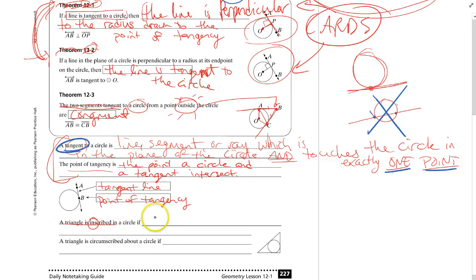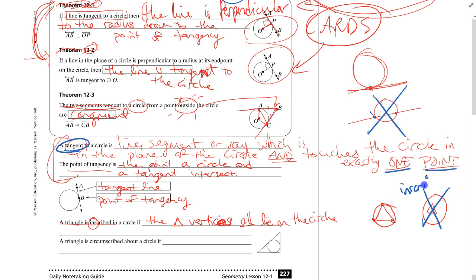So a triangle is inscribed in a circle if the triangle vertices, how many vertices are in a triangle? 3, yes, okay. Vertices, if the triangle vertices all lie on the circle. So I've got a triangle inside a circle. Here's a vertex, here's a vertex, here's a vertex. This is a triangle inside a circle, but this is not inscribed. We have a special definition for inscribed, which means I've got vertices on the circumference of the circle. So this is just inside, this is inscribed.